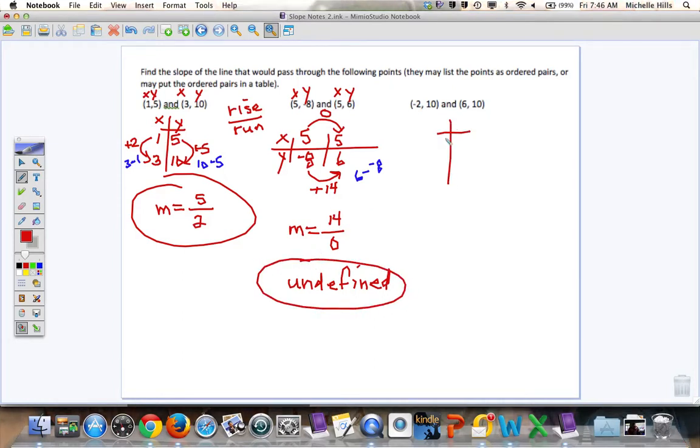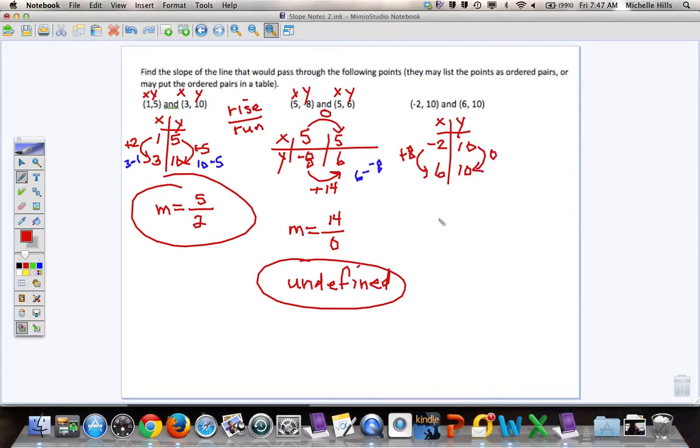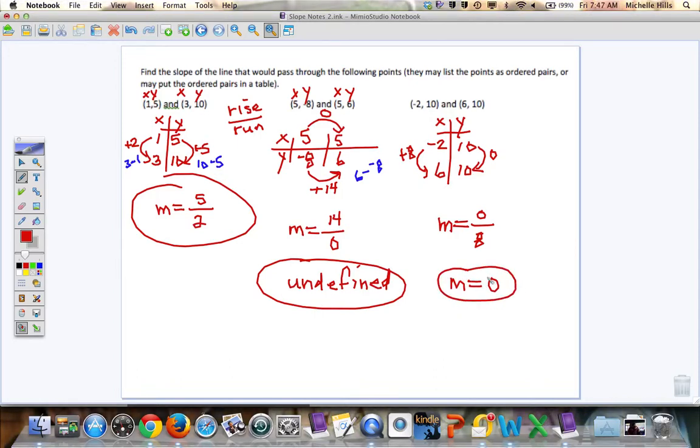I'm going to go back to the vertical table because I prefer it. So when x is negative 2, y is 10. When x is 6, y is 10. From negative 2 to positive 6, I'm increasing by 8. And from 10 to 10, I have no change. Slope is rise over run. Y's rise, so the change in y, the 0, goes on top. The change in x, the 8, goes in the denominator. And if I punch 0 divided by 8 into my calculator, I get an answer of 0. So again, m is my variable. M is for mountains, and mountains have slopes. M equals 0.